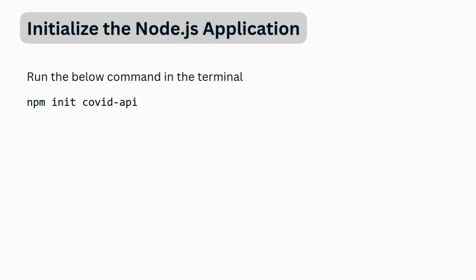Once we are done, we will need to install the dependencies in our project. We need to install Express, Request, and dotenv packages. For this, run these small commands shown in the terminal. Wait for a while.